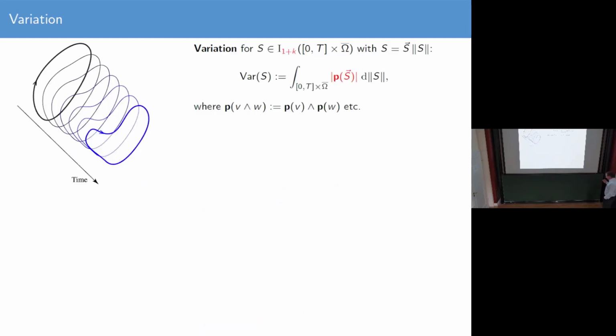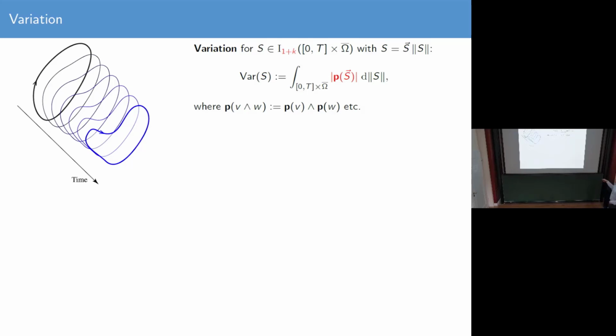One advantage of this approach is that for the surface, you can very easily define a variation. This is the formula. You take the projection of this orienting vector. Remember, this is a 2-vector, or a 1 plus K vector. The projection here can be defined by pulling apart this wedge product. Then I take the modulus and integrate it over the thing, and I get something that's a variation. That turns out to be precisely the area with absolute multiplicity.